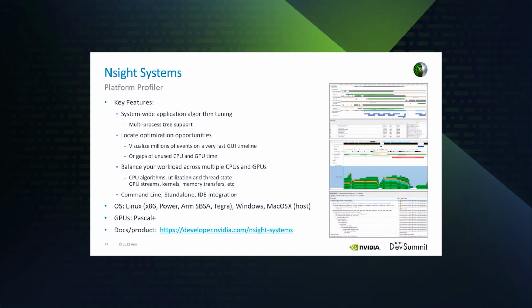Nsight Systems is our high-level platform profiler. This one's going to give you system-wide performance data for both your CPU and your GPU and how they're interacting. This will help you identify the opportunities for performance tuning for both your algorithm and at the low level. It supports multiple processes, so you get an overview of everything that's interacting. It helps you locate the optimization opportunities with a really powerful GUI. You visualize millions of trace events and hardware events on a GUI timeline, which lets you correlate the various activities between the CPU, the GPU, the threads, and all of the different things that are going on the platform.